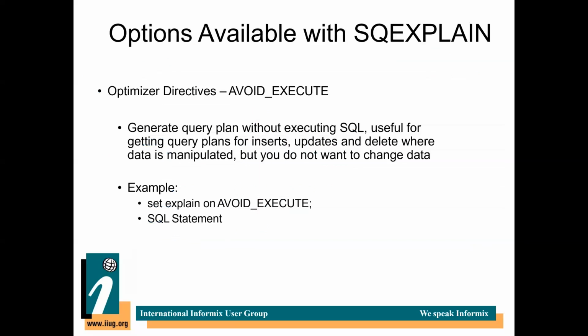Here are some options available with SET EXPLAIN. You can set the optimizer directive to avoid execute. So let's say you want to get the explain plan of an update statement, but you don't want to actually execute the update statement. You can set avoid execute, so it'll give you the explain plan but not actually change the data. Here's an example: set explain on avoid execute, and then you give it the SQL statement.